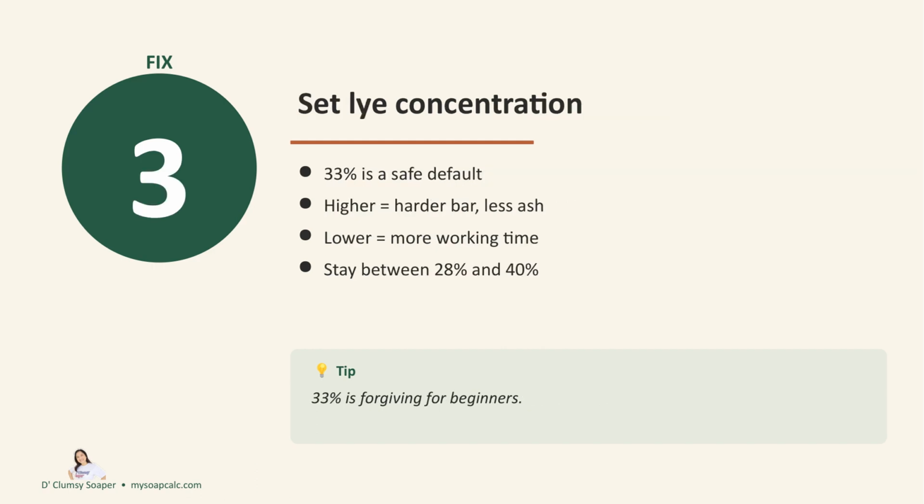Now, let us set the lye concentration. This number tells you what percentage of your lye solution is actual sodium hydroxide, with the rest being water. 33% is your safe starting point. It gives you a balanced, workable batter without rushing you. Going higher produces a firmer bar and reduces soda ash, but your batter moves faster. Going lower buys you more working time for intricate designs. Always stay between 28 and 40% to keep your saponification reaction behaving predictably.